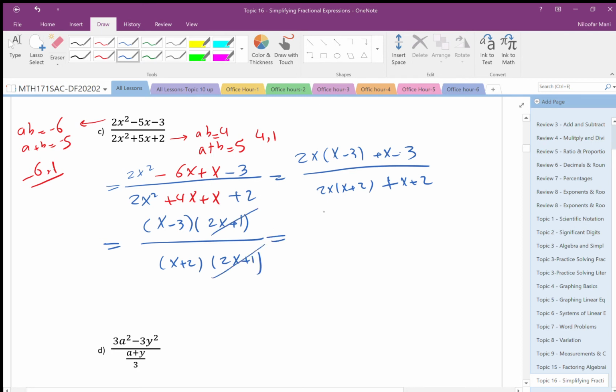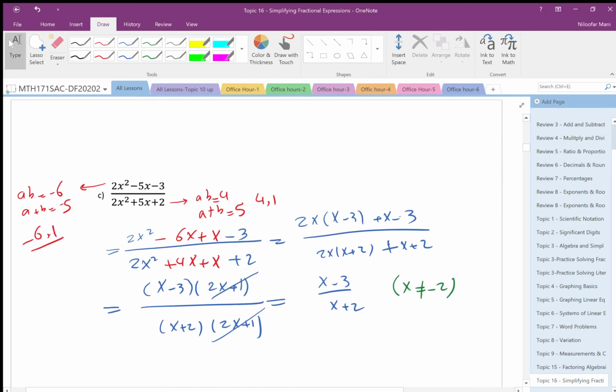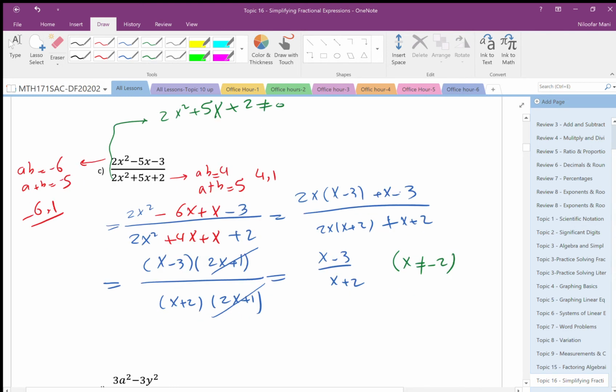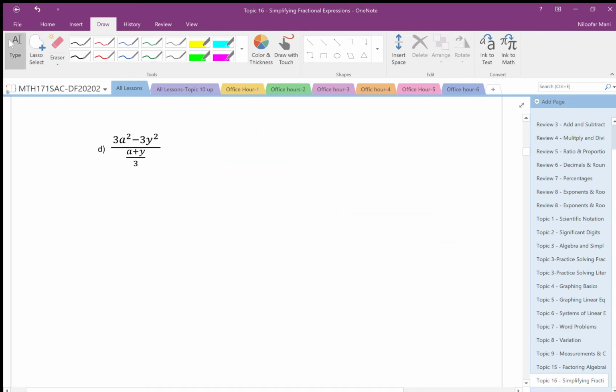And this cancels, so it is this over this, which I can say this is not that. And part of the question, I have to say 2x squared plus 5x plus 2 equal is not 0. Okay, so how about here? Okay, so how about this one? Again, here this can be part of the question. y is not minus a.